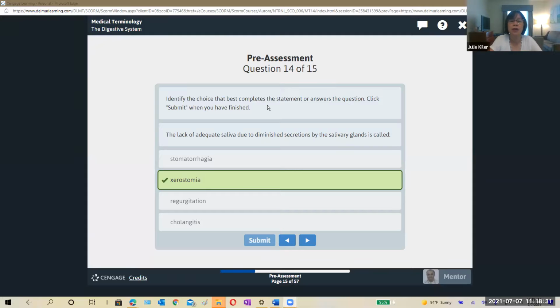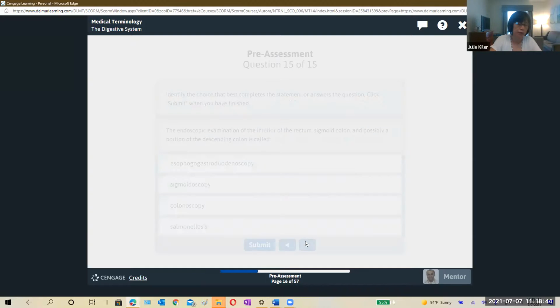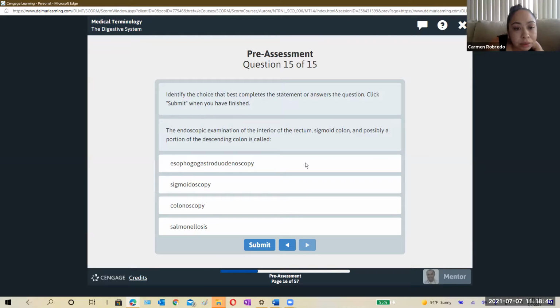So finish it up and then we can continue tomorrow. Okay, so let's see. Last. The endoscopic examination of the interior of the rectum, sigmoid colon, and possibly a portion of the descending colon is called esophagogastroduodenoscopy, sigmoidoscopy, colonoscopy, or salmonellosis.